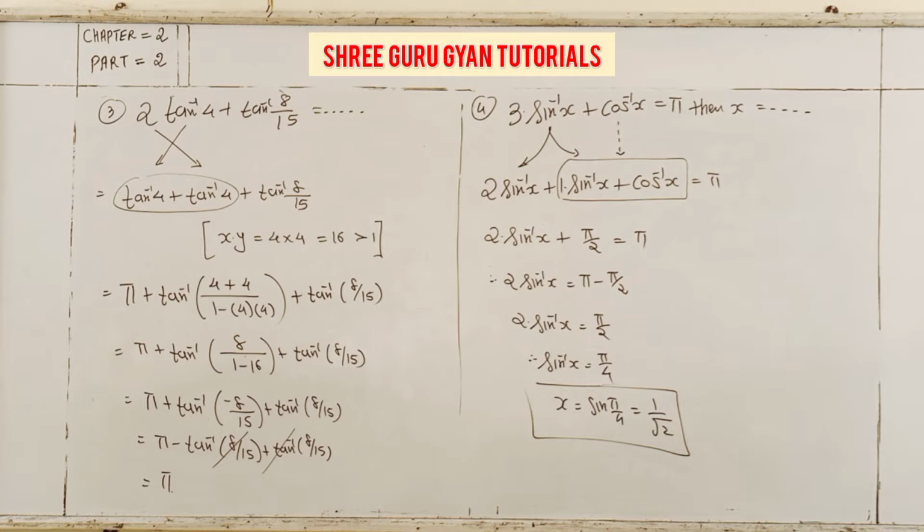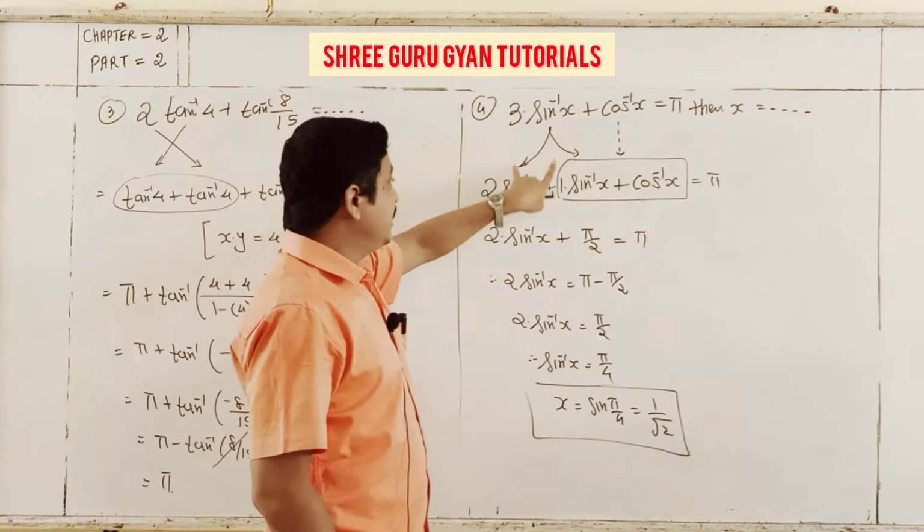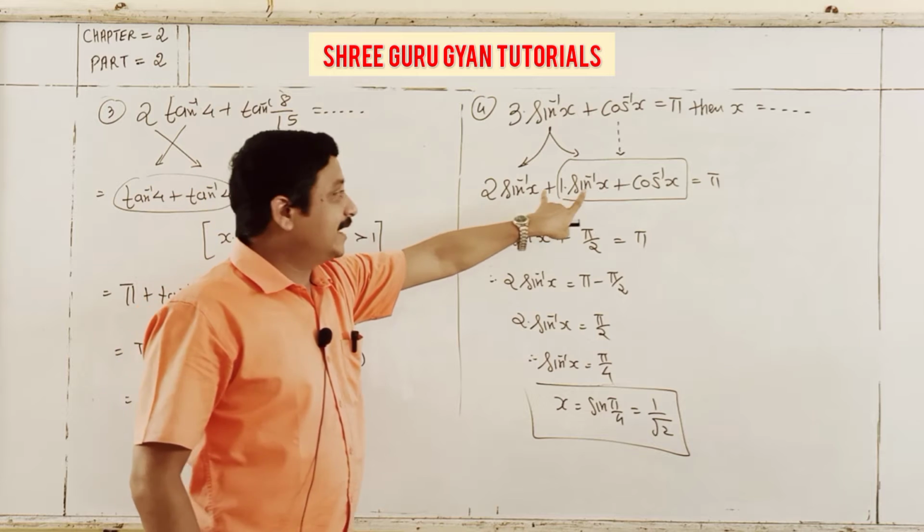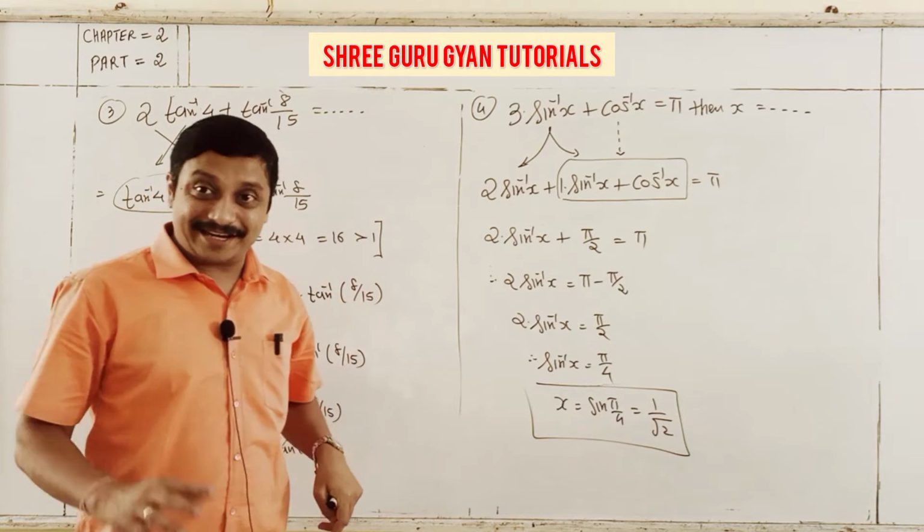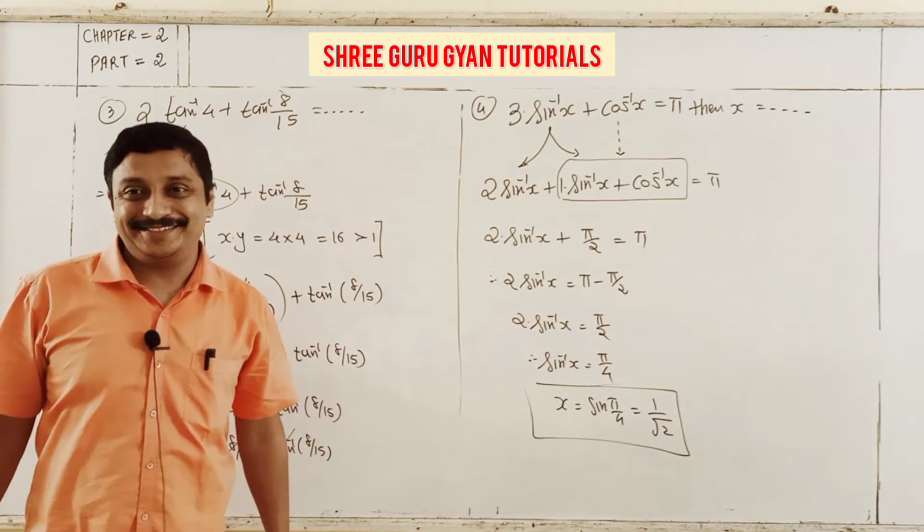Yes, the second step is 3 times sin inverse x. I wrote it as 2 times plus 1 time. The 3 times is split into 2 parts. First of all you split that, and that I know is pi by 2. That's why I'm splitting both. Okay.